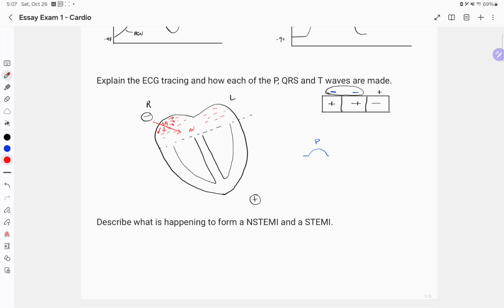Now, finally, all these charges, these positive charges, as these atriums are depolarizing, they reach the AV node. And the AV node hangs out for a moment, hanging on to these charges for a brief time, causing this little plateau right after the P wave, because there's no change at that point. We're not really seeing any significant change in the electrical reading.